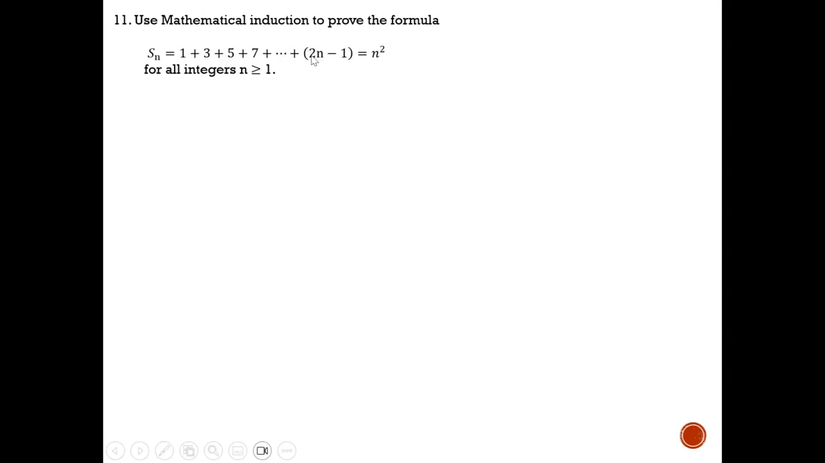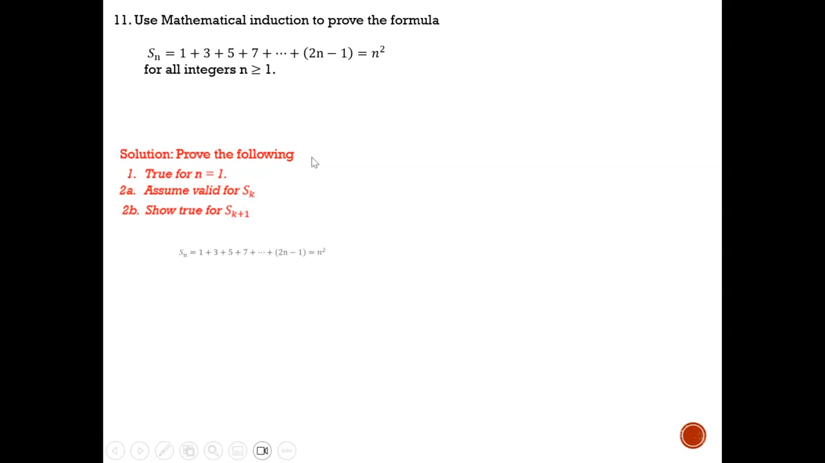So this formula, guys, this is my nth formula here, which is equal to n squared. So how can we prove that? By following those 3 steps that I mentioned in the previous slide, which are going to be right here. So my first step, I have to show true for n equals 1.